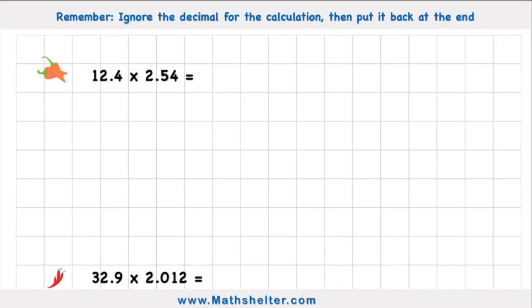Let's watch that again with a slightly harder challenge, and I've got 12.4 multiplied by 2.54. Now the trick again is to ignore my decimals right from the start. 1, 2, get rid of them. And now when I rewrite it, I have 124 multiplied by 254. Put my equals line and I'm ready to begin.